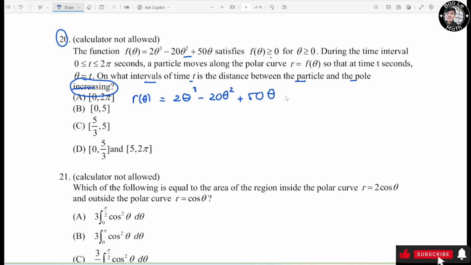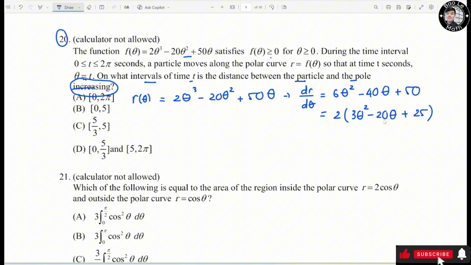And then we're going to find dr over d theta. It's going to be 6 theta squared minus 40 theta plus 50. Now we're going to factor 2 out. So we have 2 times 3 theta squared minus 20 theta plus 25, right?